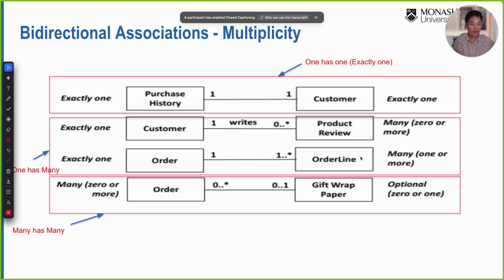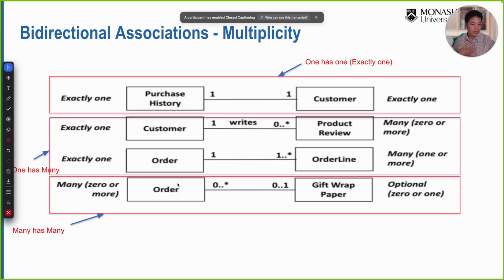One order has one or more order lines. Order line is like items. One order can have multiple order lines. It could be avocado, milk, eggs, that kind of thing. But can we make an order without any order line? No, right? So one order must have at least one or more order lines.